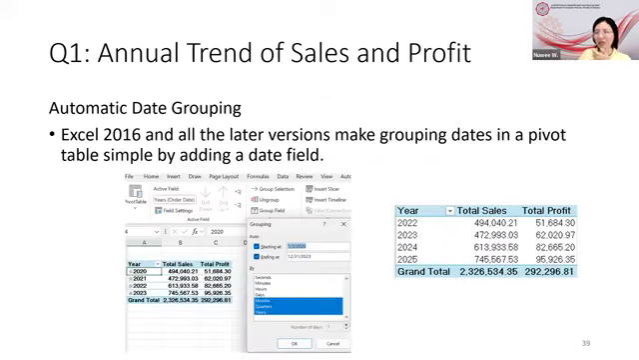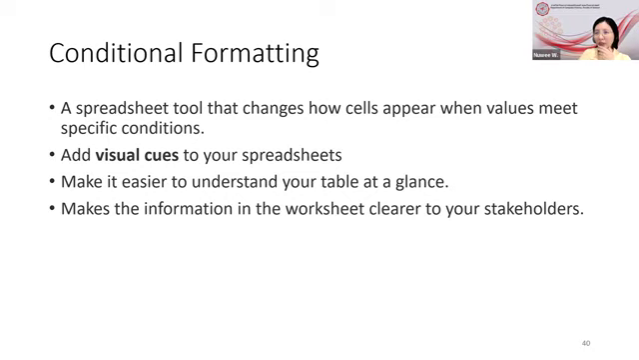Of course, this already talked about the grouping. Conditional formatting. So we would like to add visual cues to your spreadsheet using colors, using icons, using bars, for example, and it will make it easier to glance over your table to understand and then may come up with some insight, clearer insights for yourself and for your stakeholders.